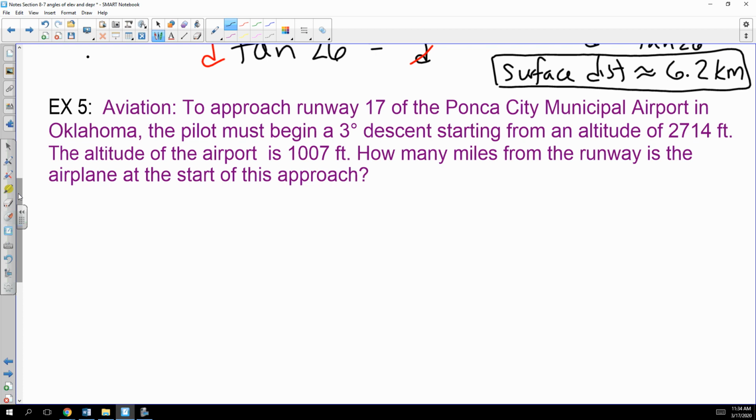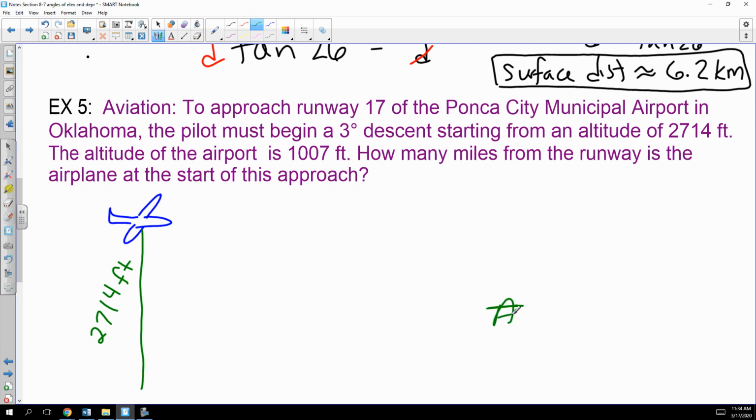And so you're not used to things necessarily being already at an altitude. But here's really the situation that's going on. The pilot is flying his airplane, right? And he is flying at an altitude of 2714 feet, but the altitude of the airport is already 1,000.